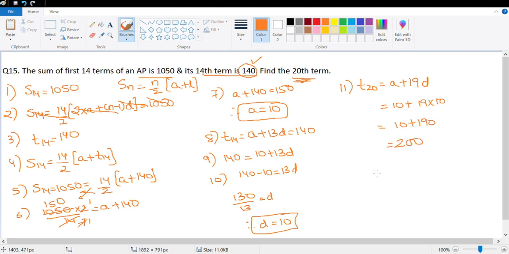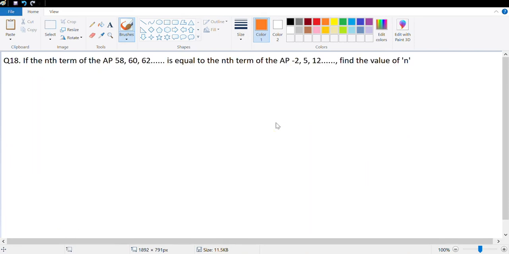Therefore, the 20th term is equal to 200. Good. Let's look at the next question. The next question that we have is question number 18. It says the nth term of an AP is equal to the nth term of the second AP. Find the value of n.